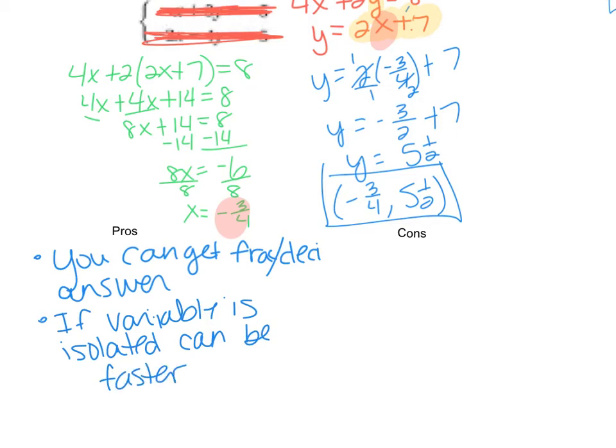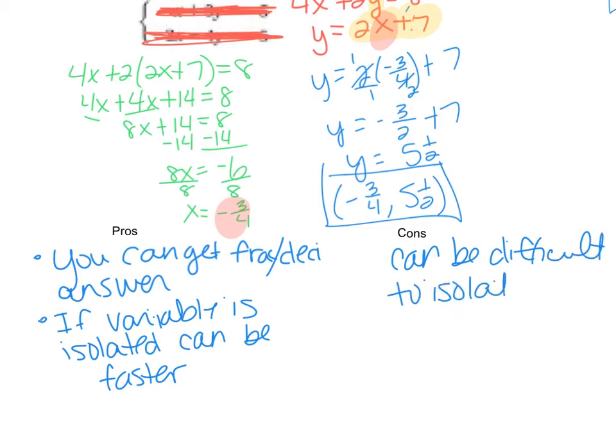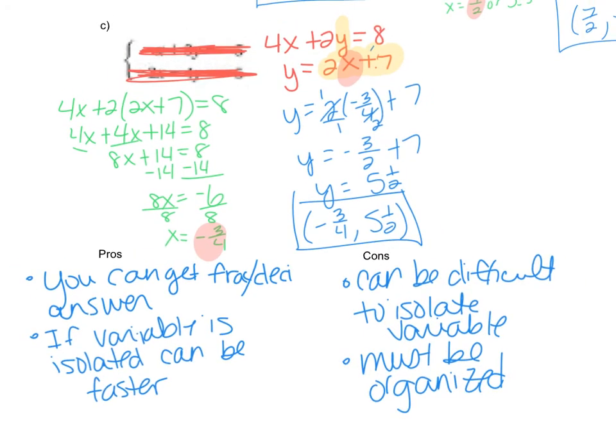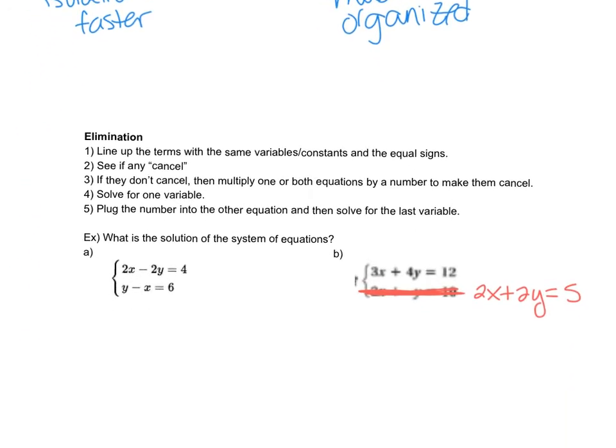Cons is if it's difficult to isolate the variable, it might not be the best way. What else? Sometimes it can get messy. You have to be organized. That's kind of all these problems actually, because they're kind of long. I'm sure there's some other cons, but let's go ahead and move on.